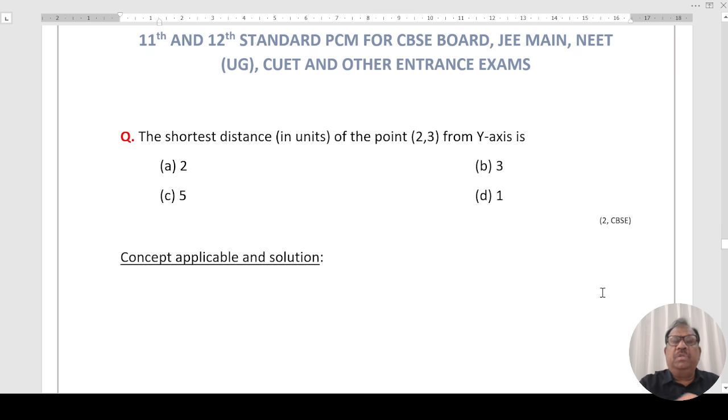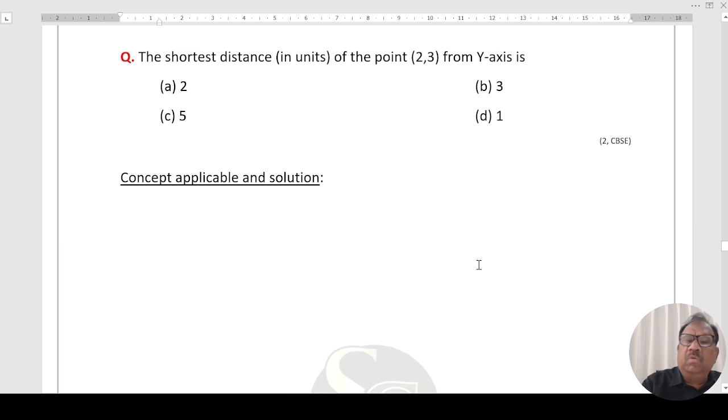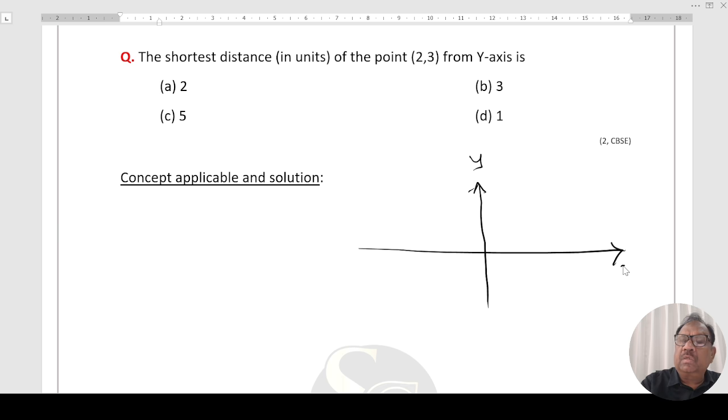Question: what is the shortest distance in units of the point (2, 3) from the y-axis? Concept applicable solution, first of all, I will discuss. Its answer is obtained within 5 seconds, but I will discuss it in certain detail. This is the x-axis, this is the y-axis. This is the origin. This is quadrant 1, quadrant 2, quadrant 3, quadrant 4.